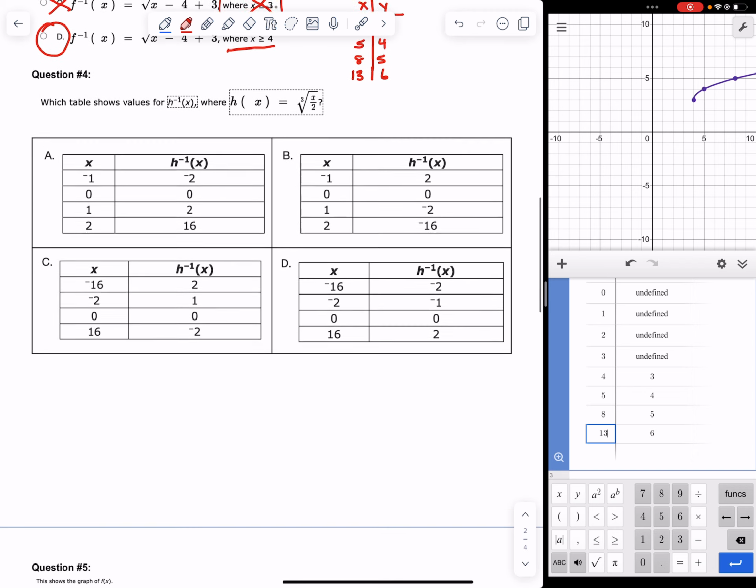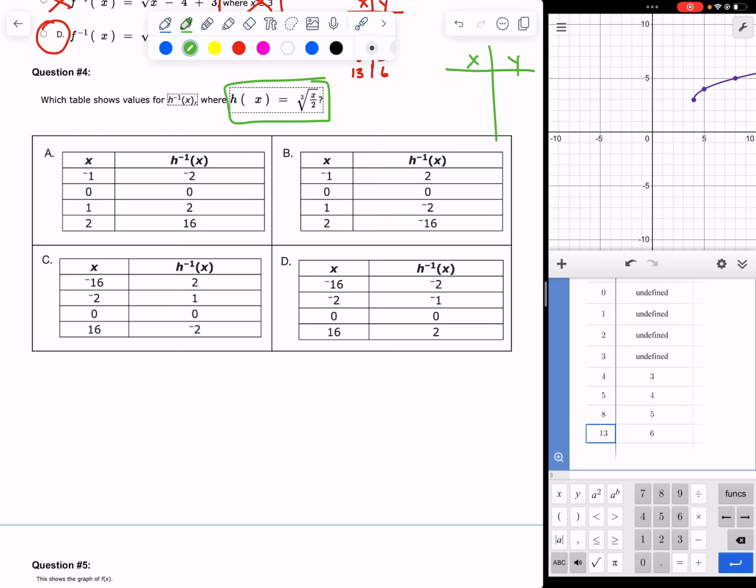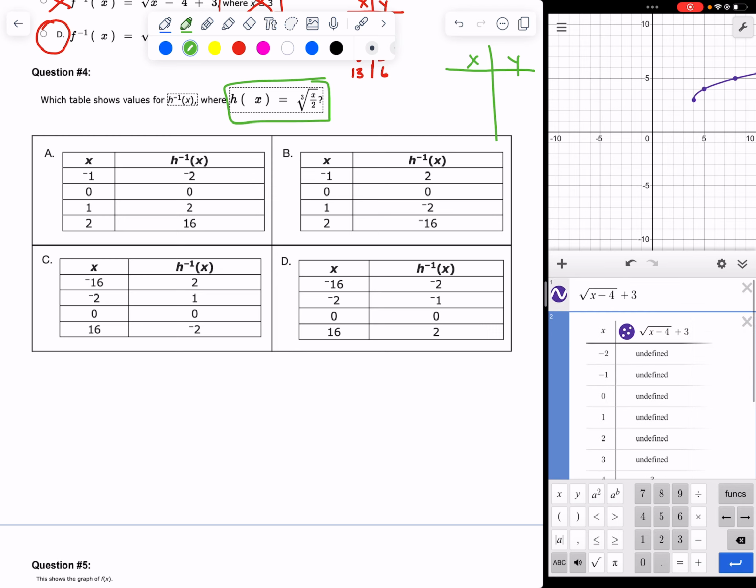All right, the last one for this video is which table shows values for the inverse of h of x, where h of x equals the cube root of x over 2. So we need to type this in, find the table, and then find which one is switched out of our answer choices. So let me see. We wrote that last one in red, so I'm going to write this one in green and just write a couple of values down. So let's type it in, clear out what we have.